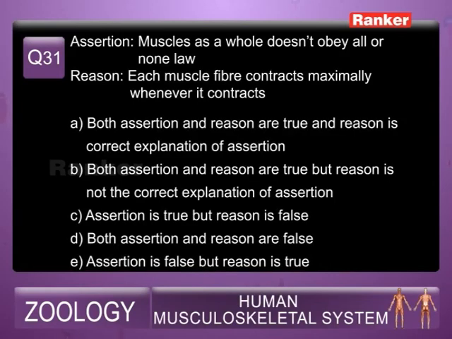31 is here. Assertion: muscle as a whole does not obey all or none law. Reason: each muscle fiber contracts maximally whenever it contracts. A, assertion and reason are true, reason is the correct explanation. B, both assertion and reason are true, reason is not the correct explanation. C, assertion is true but reason is false. D, both assertion and reason are false. E, assertion is false and reason is true.